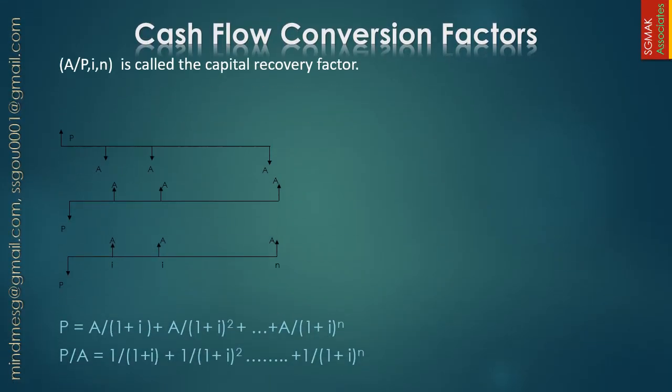A over P, I, n is called the capital recovery factor. As I mentioned before, you'll be using it given P, when you want to find A. So in this case, you have borrowed some money, and you want to find out how much annuity payment you have to pay if you decide to pay over n time periods.